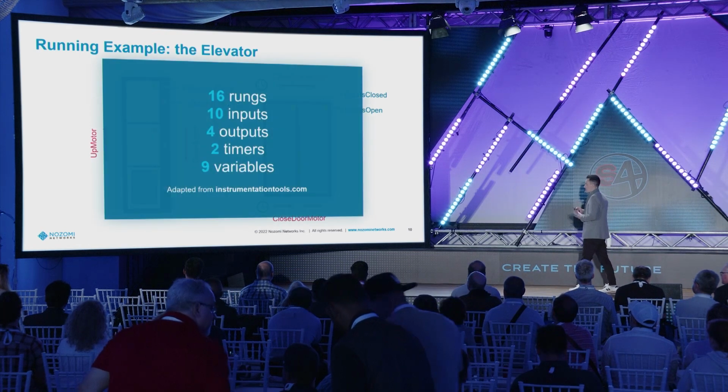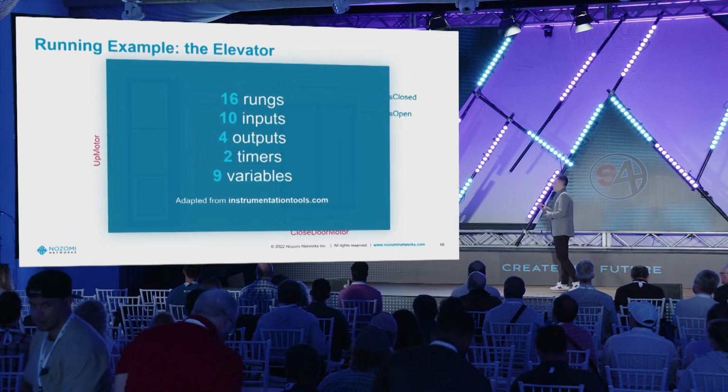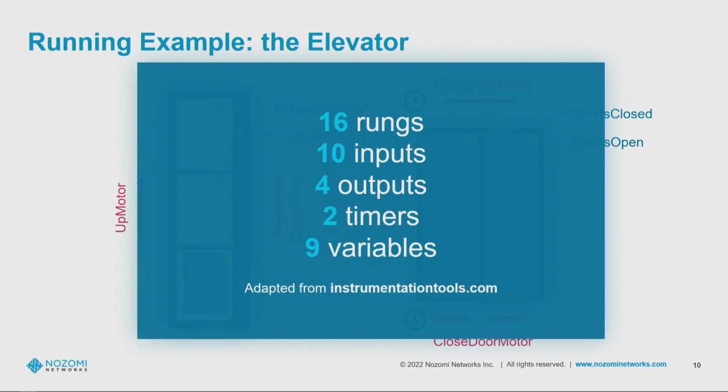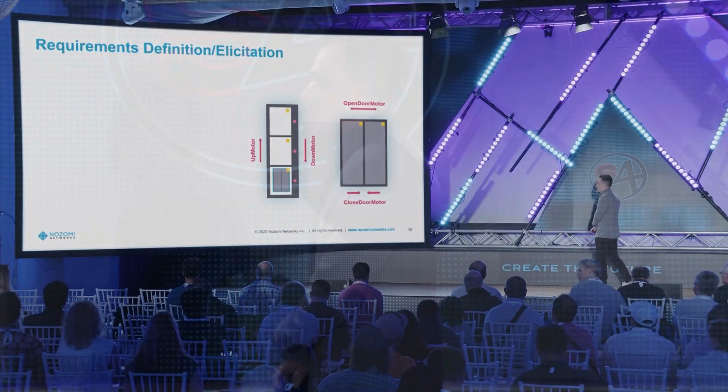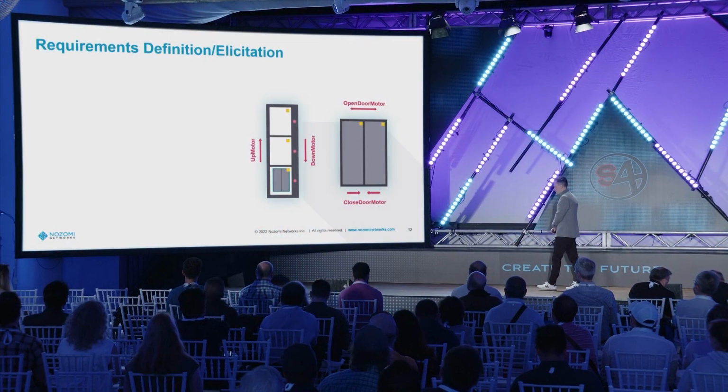I have coded this example, and it turns out to have 16 rungs, 10 inputs, 4 outputs, 2 timers, and 9 variables. I have adapted it from the website listed at the bottom. OK, so let me show the first application of model checking to this running example.